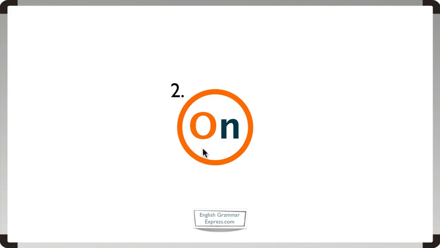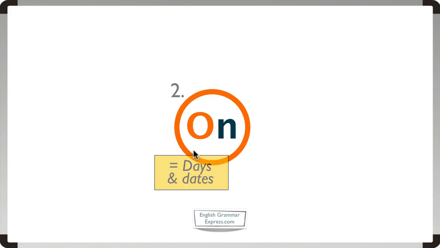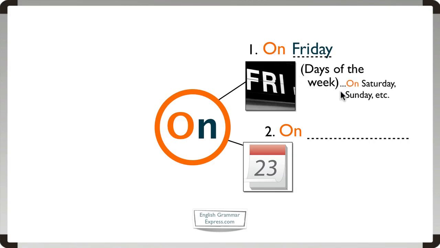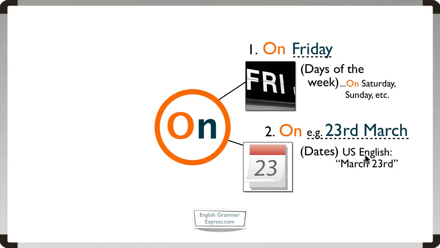And we use on for days and dates. 2 examples here. Number 1, on Friday, shows us that we can use on for days of the week. We could also say on Saturday, or on Sunday, or on whatever day. Number 2 is dates in the year, and the example is on the 23rd of March, for instance. Although speakers of American English will probably say March 23rd without the on. So that's on, days and dates.